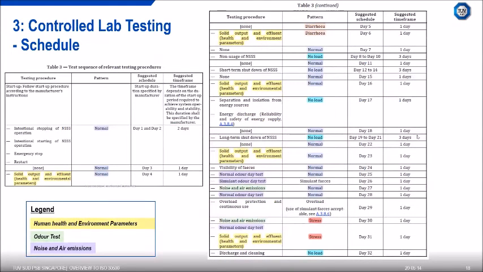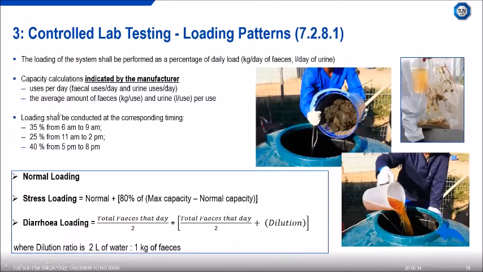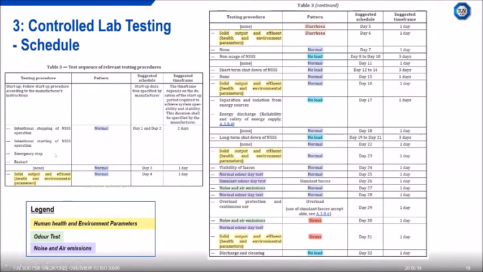Okay, so as you can see here, the schedule seen here is the schedule given in the standard in table 3. I'd like to bring you through this schedule because it's quite important. It basically covers the entire controlled laboratory testing requirements. The first column depicts the kind of test that's being done. The second column is the pattern. This is what type of loading for the particular day.